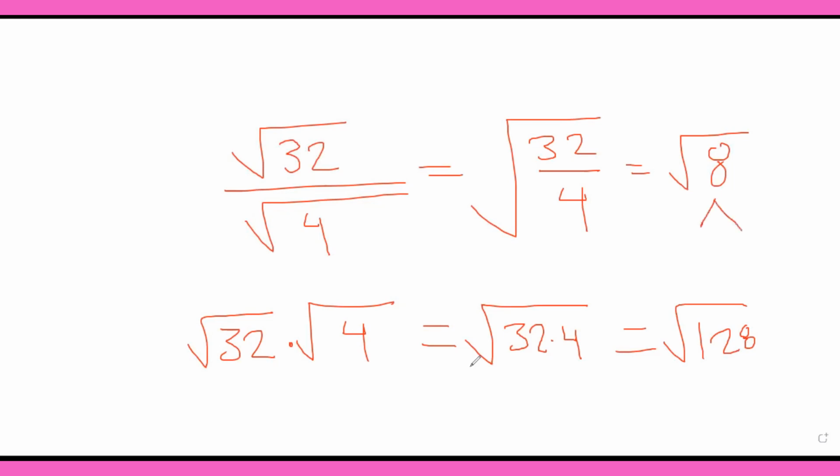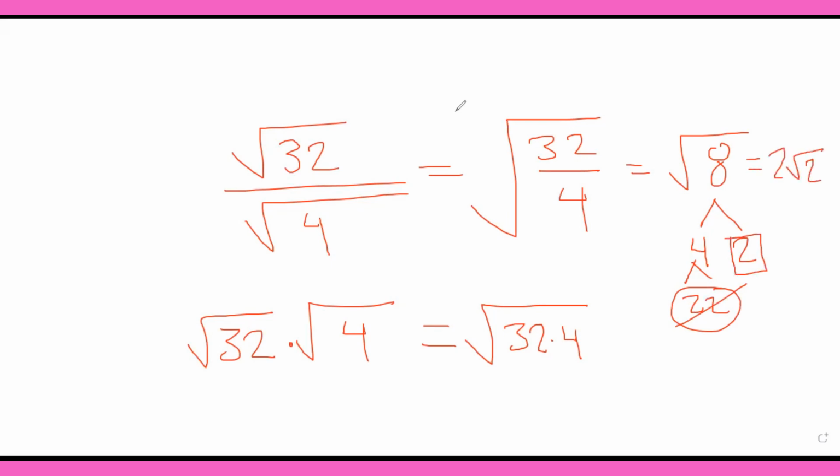Then we probably always want to keep it in reduced radical. So again, I could do my tree. I know that is 2 and 2. So a 2 comes out, and a 2 remains underneath. So this would be 2 square roots of 2.